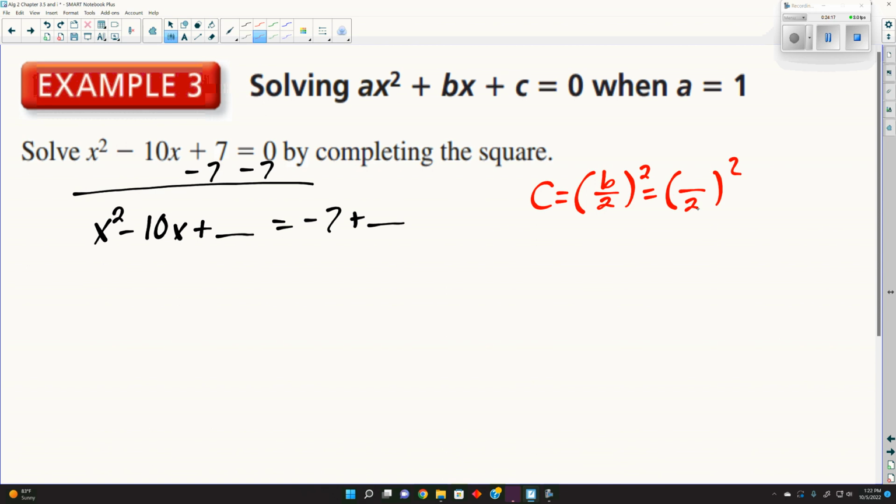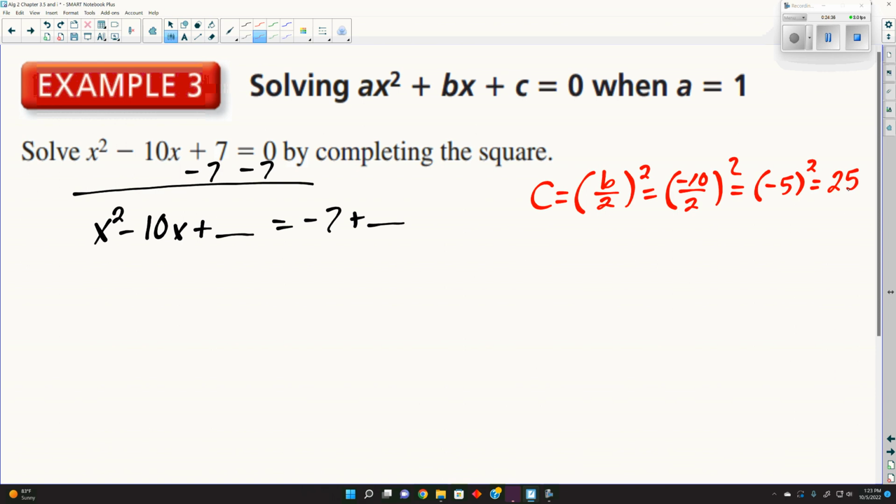c is equal to b over 2 squared. Almost, it is negative 10. Negative 10 divided by 2 is negative 5. And negative 5 squared is 25.